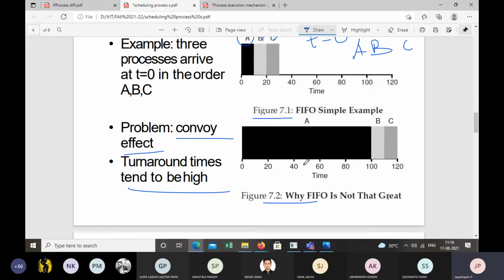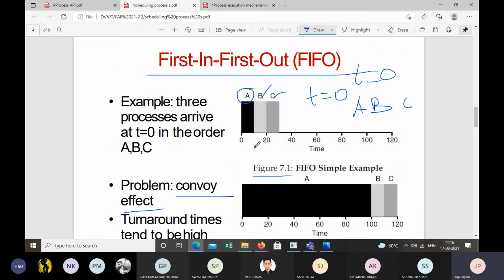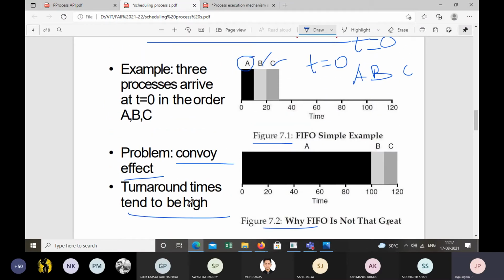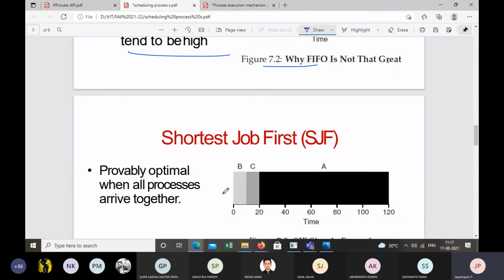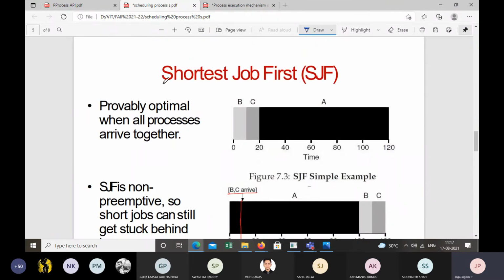Okay, good. So how can we overcome this problem? Allotting a limited time to each process for execution. Okay, good. Can you tell me the name of the algorithm? Okay, fine. So we know that FIFO has a problem with turnaround time, right? To overcome this, we have an algorithm called shortest job first.